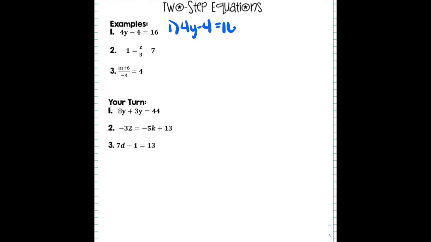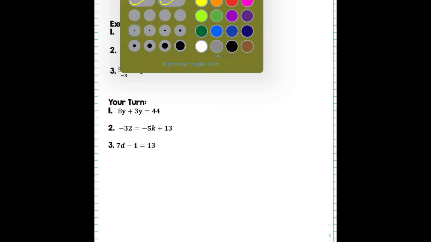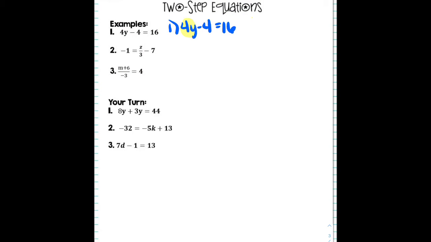So number 1, we have 4y minus 4 equals 16. So I want to look at my variable. What am I doing to my variable? Well, the first thing I'm doing here is I'm multiplying it by 4. Then the next thing is I'm subtracting 4 from it.